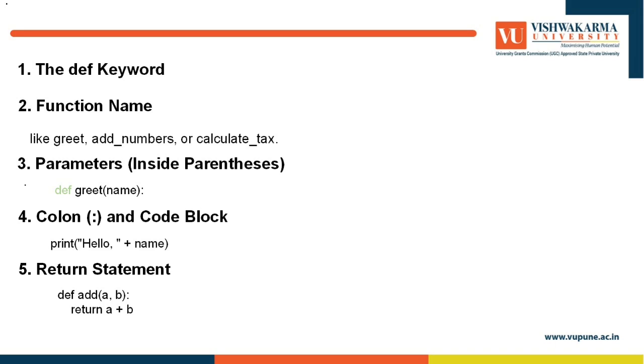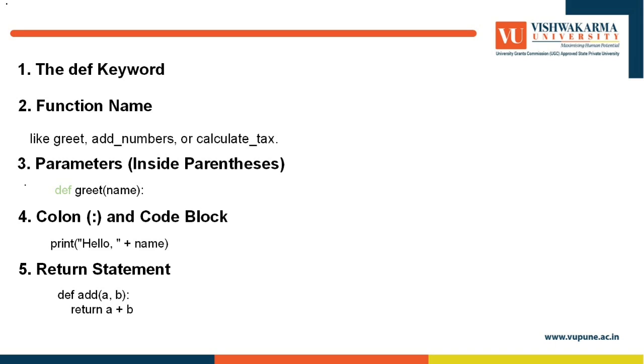Third is parameter. These are placeholders for inputs, also called arguments. You pass values to your function through these. You can have one, many, or none. Fourth is the colon. The colon tells Python the function block is starting. Everything indented under it is part of the function.